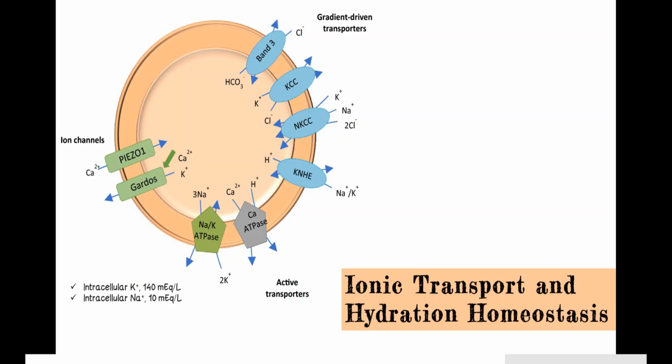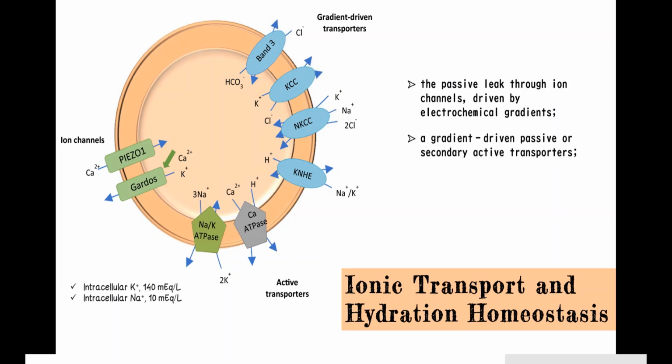Now again, there has to be a balance between these electrolytes because these electrolytes will maintain the hydration of the cell, particularly inside the cell. Okay, so the ionic transport in the RBC cell membrane involves the passive leak through ion channels driven by the electrochemical gradients, gradient-driven passive or secondary active transporters, and the active exchange through the sodium-potassium pump and calcium pump.